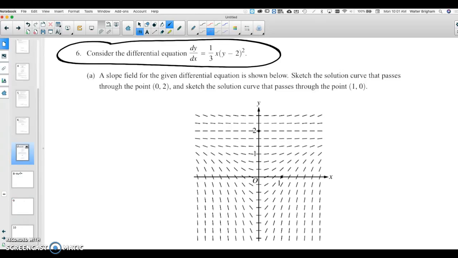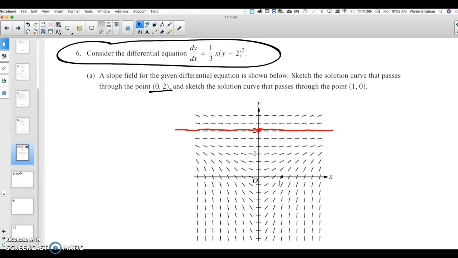Okay, a slope field for the given differential equation is shown below. Sketch the solution curve that passes through the point (0, 2), and the one that passes through the point (1, 0). So they make a mistake here. I'm going to go to the point (0, 2). So over 0, up 1, 2. Should I start my curve there? No, no, no. You have to check the scale of the graph as you're going, and you will see that (0, 2) is right here. And so the path it's going to follow, I have to go both forward and backward. It's going to go like that. It's sort of going to stay between the two lines.